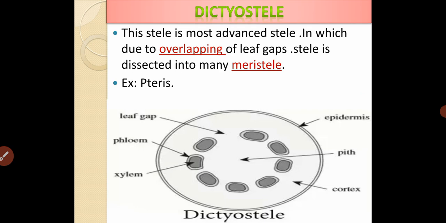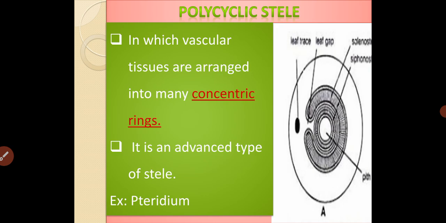Dictyostele. It is the condition of stele which is an advanced type. Here, due to the overlapping of the leaf gaps, the stele is dissected into many steles. That condition is called the meristele condition. Example, Pteris. Dictyostele is the stele which is the most advanced type. Here, due to the overlapping of the leaf gaps, the stele is dissected and it is called the meristele condition, as seen in the case of Pteris.